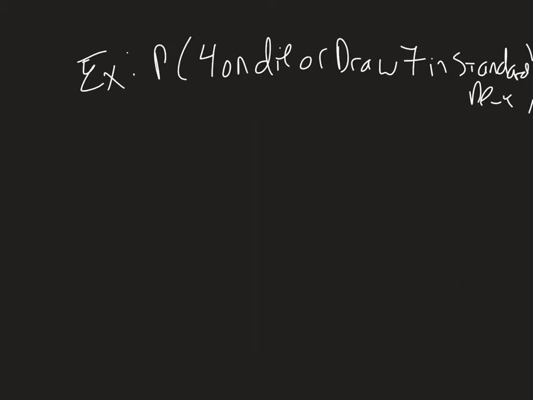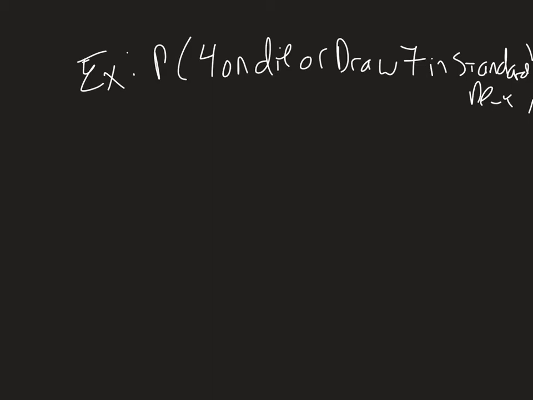So let's look at another example here. We're looking at the probability that I roll a 4 on a die or draw a 7 in a standard deck of cards. So both of these are mutually exclusive. They are independent, so it's not going to matter what I roll on the die. It's not going to affect the card, and vice versa. And likewise, they're mutually exclusive because on a die, I can't draw a 7 of clubs. And likewise, with drawing out of a deck of cards, I can't get the 6 on the die. There is no overlap here.